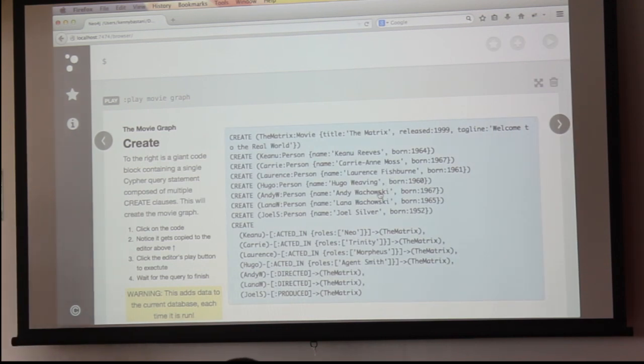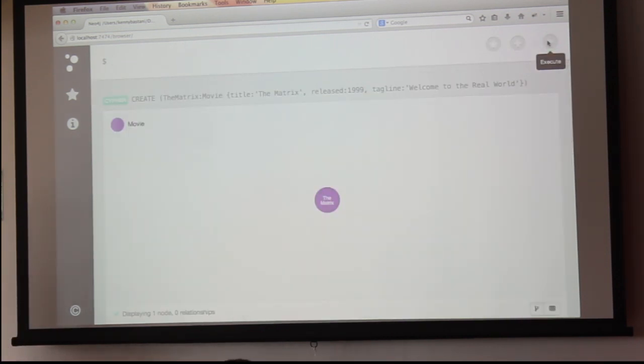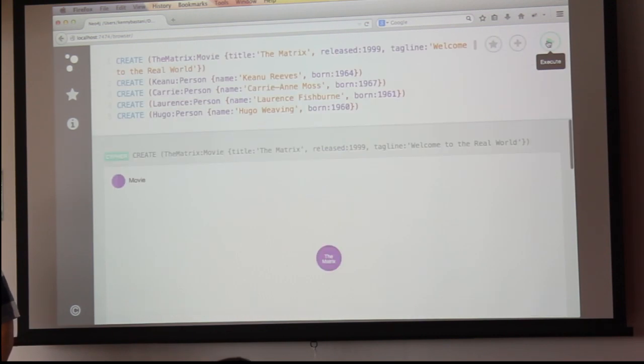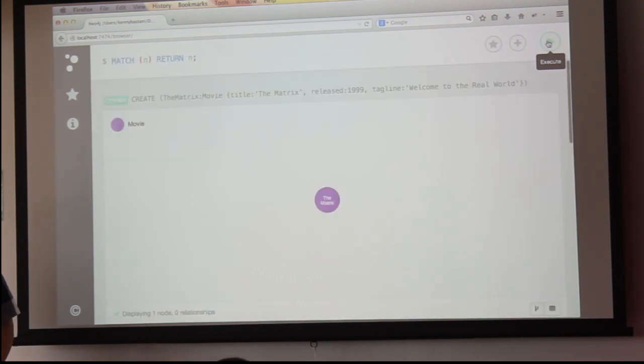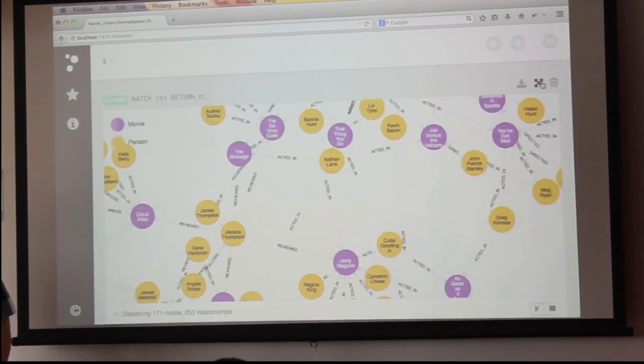You can click on this ugly text, and then that pops it into the console, and you can go ahead and execute this, and it creates this movie graph. So now, if I use the history, which is Control up, I can go back to the all nodes query, and I can execute it, and now we actually have some data.